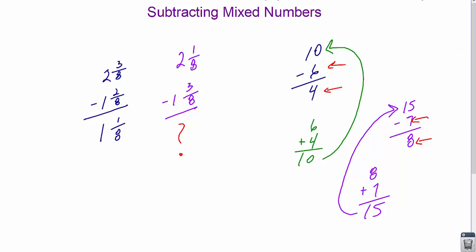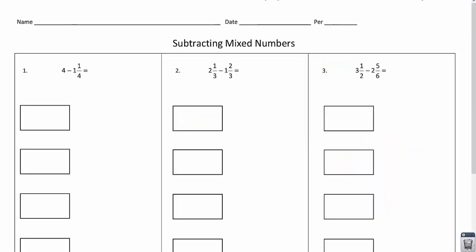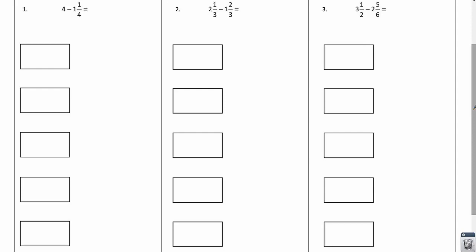All right, so let's jump to it. We're going to be doing this using a rectangle model. What the rectangle model does is it allows us to visualize what's going on. So if you look at this first problem, we have 4, and we're taking away 1 1/4. So let's shade in 4 of our rectangles. All right, so we've got our 4. We're taking away 1 1/4.